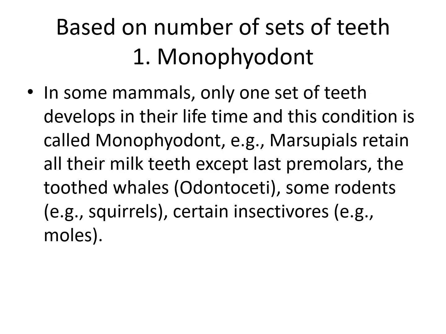Based on the number of sets, they can be classified into different types. The first one is the monophyodont dentition, where only one set of teeth develops throughout the animal's lifetime. Unlike diphyodont mammals, there is little or no replacement of teeth.